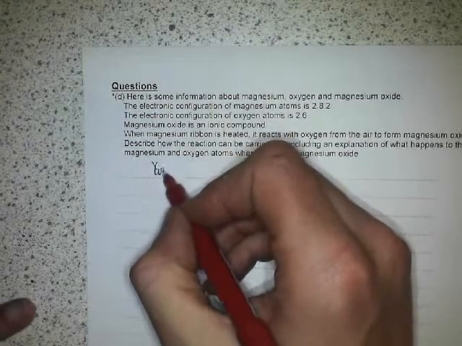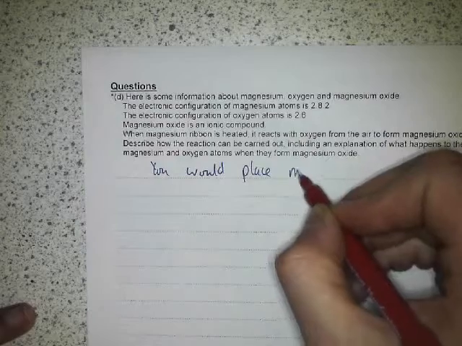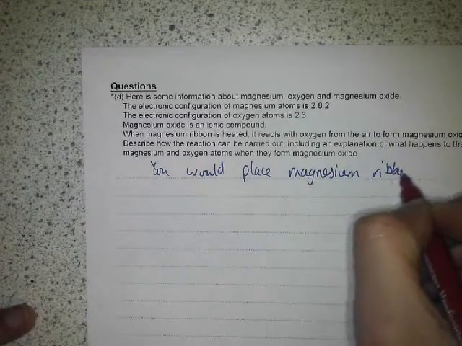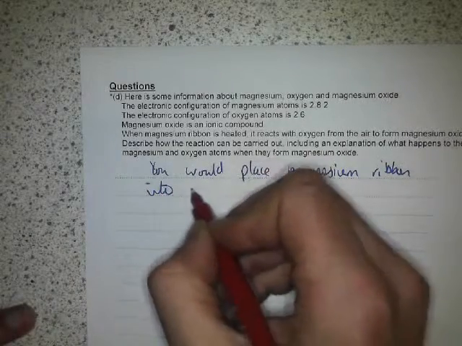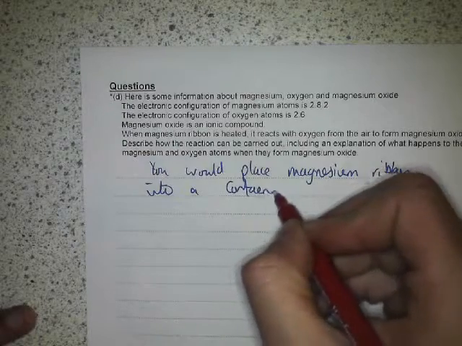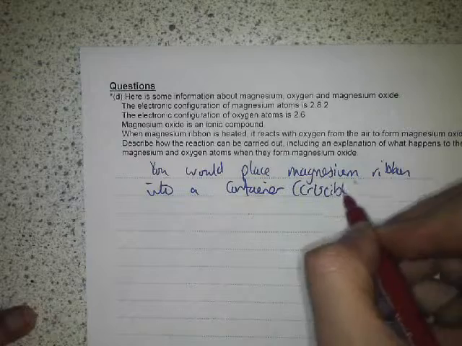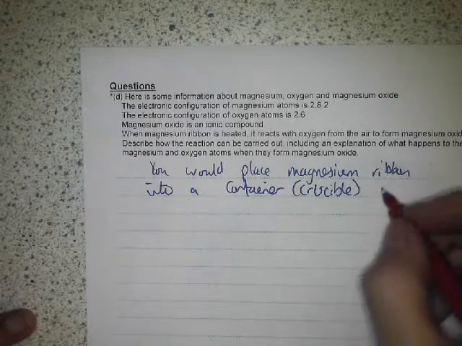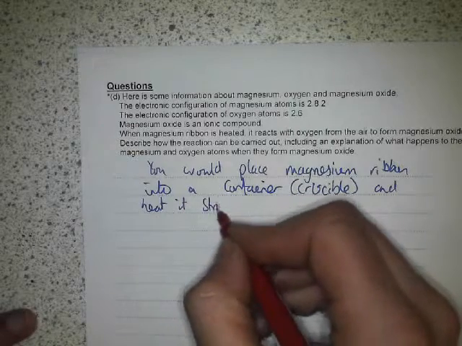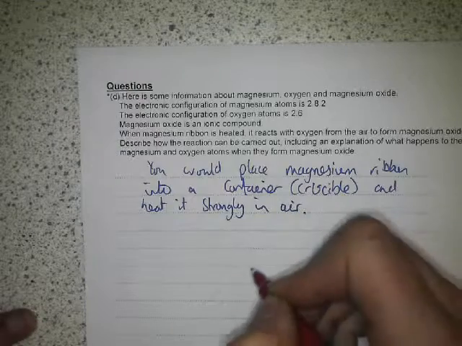So, you would place magnesium ribbon into a container. The actual word is crucible, if you can remember that, that would be good. And heat it strongly in air. Full stop.